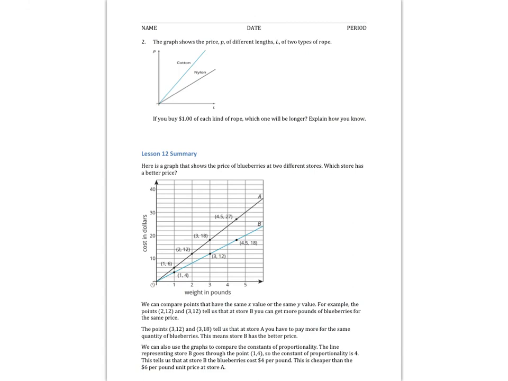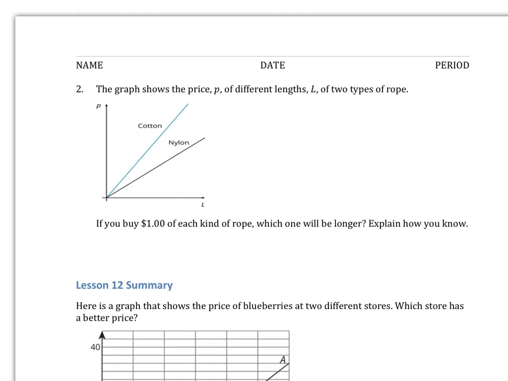Let's look at question 2, which says the graph shows the price P of different lengths of 2 types of rope. So we have length on the x-axis and price on the y-axis. So again, if I'm calculating the constant of proportionality, which is y over x, I'm calculating the price to the length. Okay, so it wants to know if you buy $1 of each kind of rope, which will be longer.